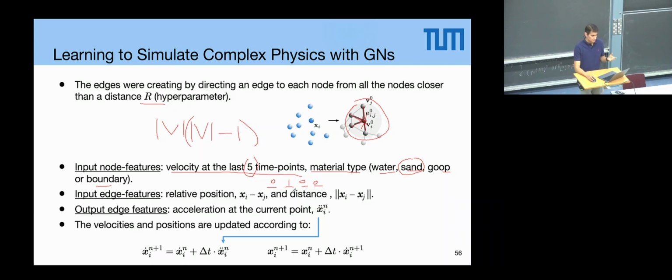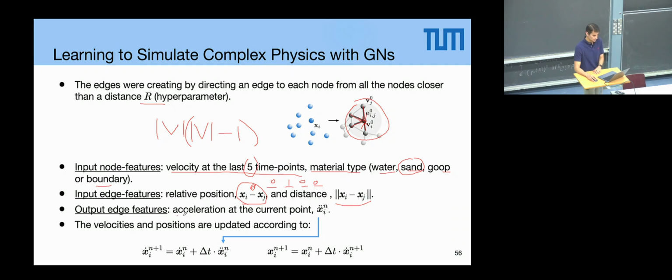This can also be seen as having 4 different masks, one mask for indicating if we have water, sand, goop, or boundary. Then for the edges that we just have created, the inputs that we have are the relative position, and we can also provide the magnitude of this relative position. This is the distance, but in practice this is not improving the accuracy much, because we are already informing about this with the relative position.